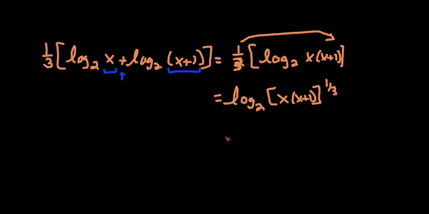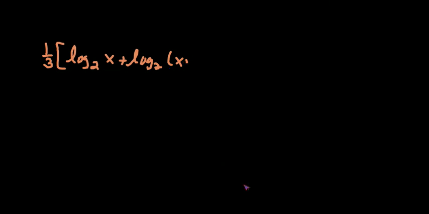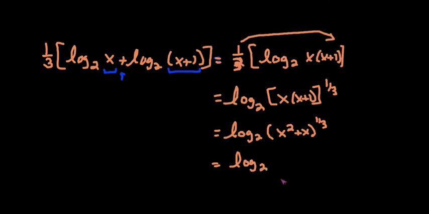Now we can put this together. I don't know if it's really going to simplify a whole lot, and distribute the x. So we get x squared plus x all raised to the 1/3 power, and we don't like to leave fractional exponents, so we could say log base 2 of the 3rd root of x squared plus x. And this would be our condensed version of what we started with.